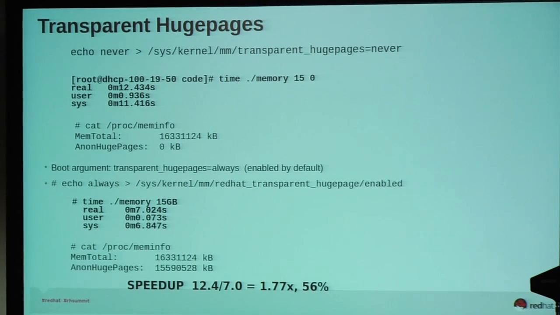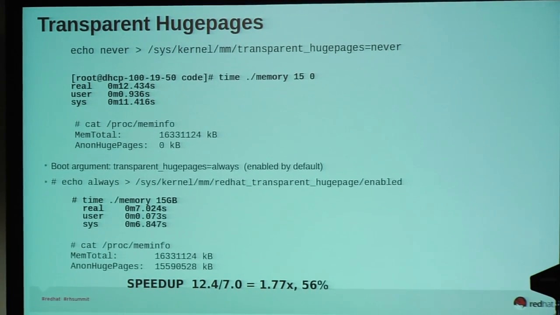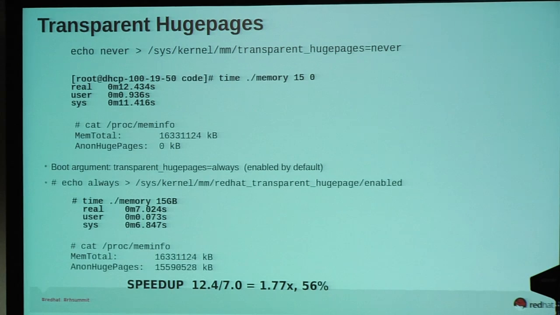Transparent Hugepages, once again, are used for anonymous memory. They're 2 megabytes in size. There's a significant performance gain using them. So by default, they're enabled. In my first example, I shut it off, and you can see that it didn't use any Hugepages down the bottom. The program ran in 12 seconds.